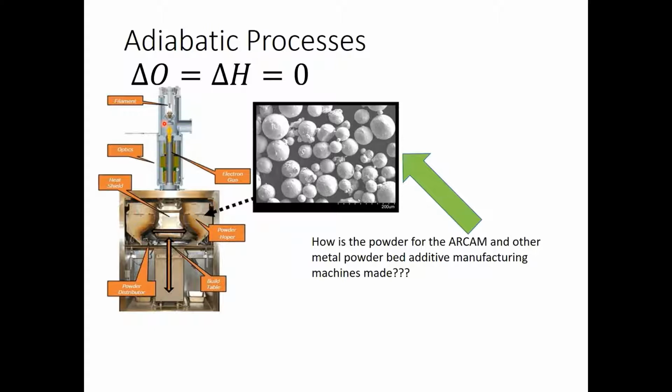There's several metal-based additive manufacturing platforms. There's selective laser melting, selective laser sintering, and electron beam melting, Arcam being the company for electron beam melting. They all use these small powder particles, and they essentially fuse them together with either an electron beam or a laser. And so the question I'm proposing now is, how is the powder for the Arcam and other metal powder bed additive manufacturing machines made?